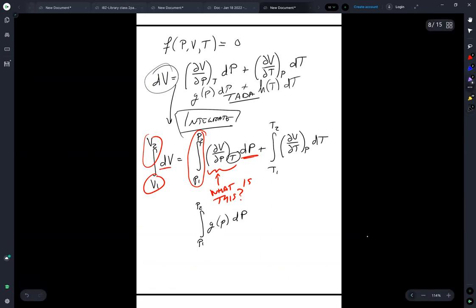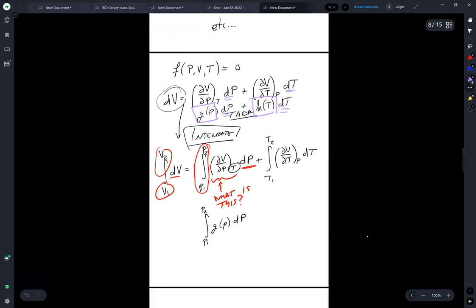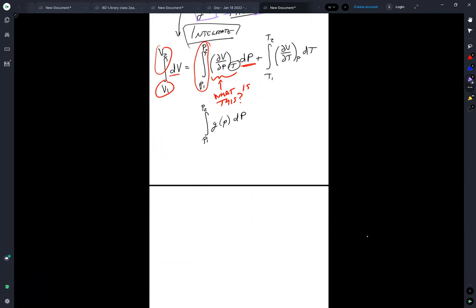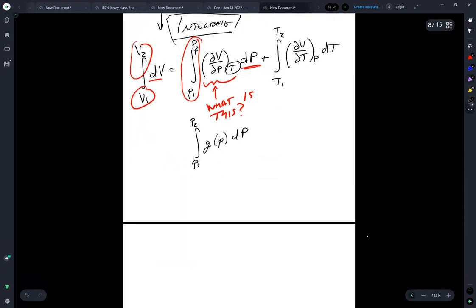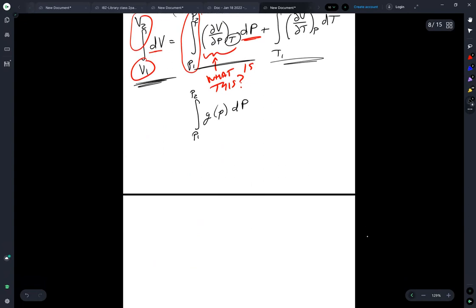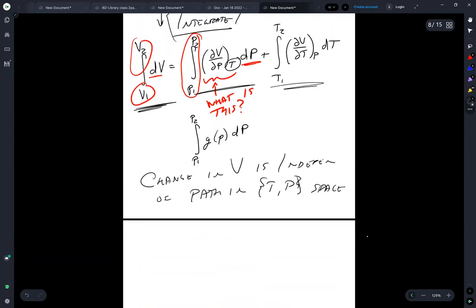And these are functions of the differentials P and T. What it also means, because you have your volume, then you got your pressure, then you got your temperature, is that the change in volume is independent of the path, right? I mean, whether I put pressure first or I put temperature first, I still get the same volume.